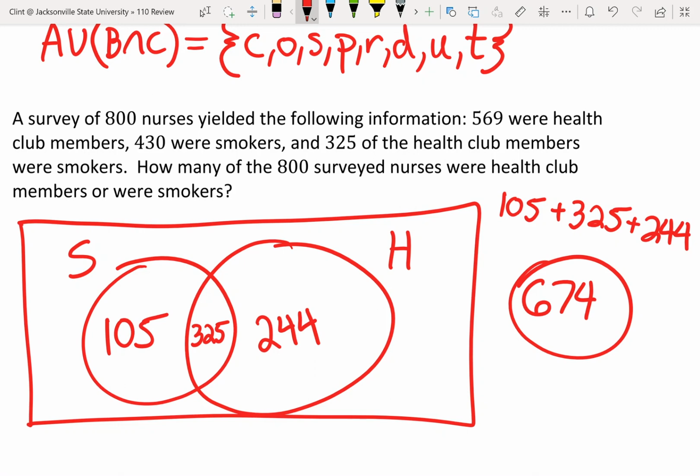Because on this part it says 325 of the health club members were smokers. That means they were health club members and also smokers. So that has to go in the overlap. Right? In the places where the health club and the smokers overlap. And then these other numbers, like the 569 for health club members, that's going to be the total H circle. So that's why we have to subtract.